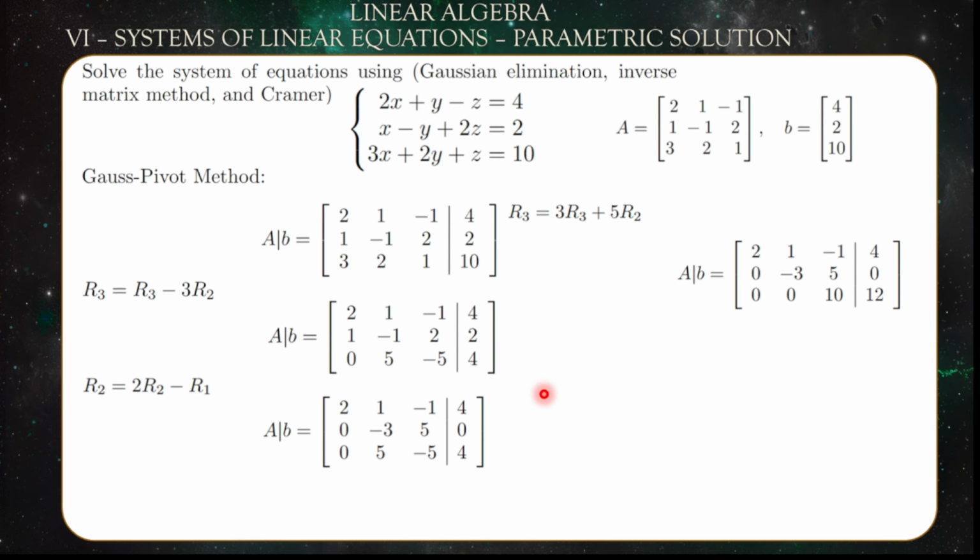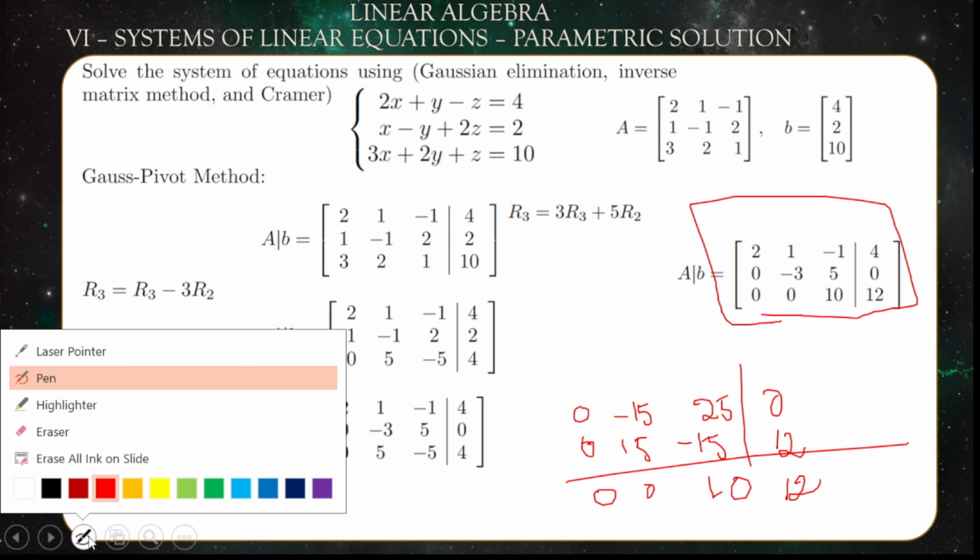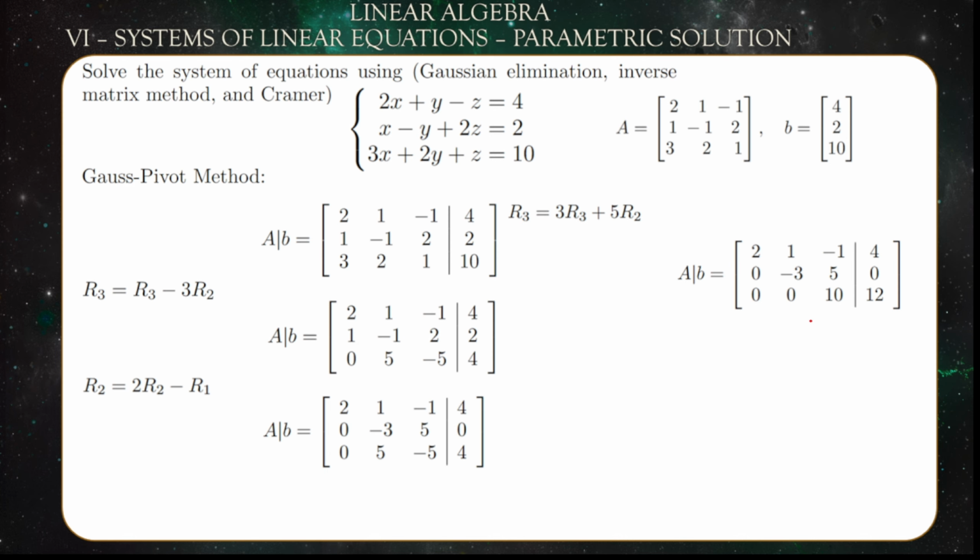Let us check it out. 3R3 is 0, 15 minus 15, and 3 times 4, 12. 5R2 is 0, minus 15, 25, and 0. You add them up, so 0, 0, 25 minus 15 is 10, and 12. You finally place them in the last row, which is 3, and you get this final matrix. Great. Now, if you notice something, this has become much easier to deal with.